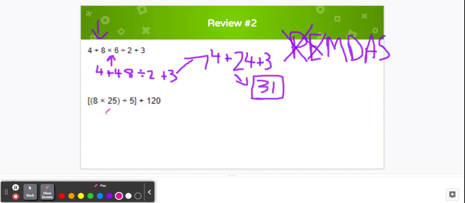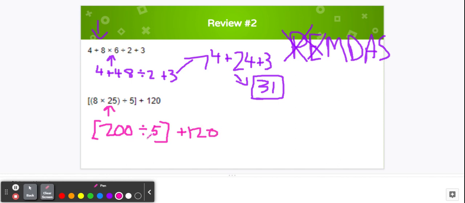Again, PEMDAS rules tell us, when you see both parentheses and brackets, we'll work kind of from the inside out. So we'll do what's in the parentheses first, and then we'll expand from there. So we're going to do 8 times 25, which, well, that's 200, because 25 times 4 is 100, so it must be double that. So that's 200. So I'll rewrite this as 200 divided by 5 plus 20. We'll keep the brackets there for organizing.